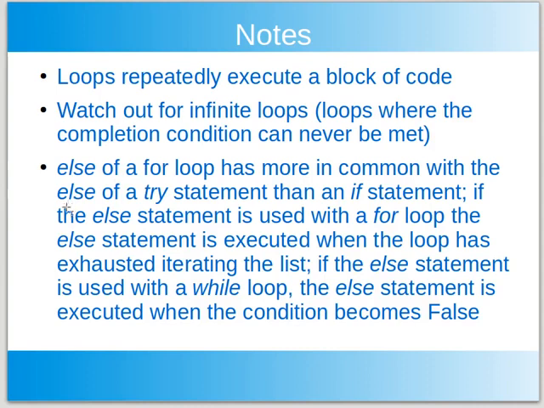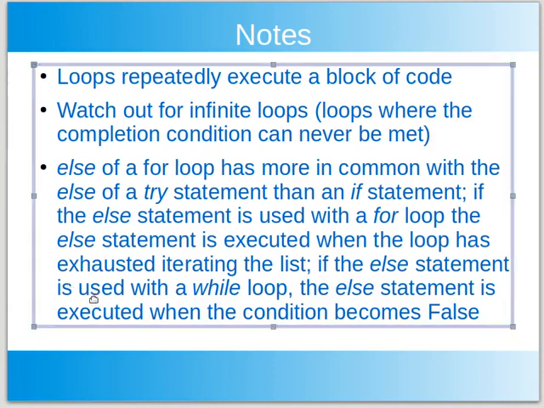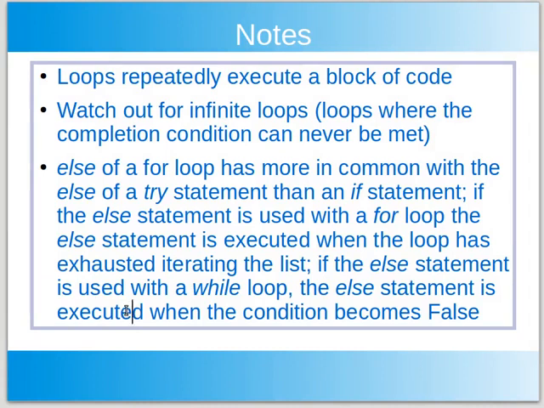If the else statement is used with a for loop, the else statement is executed when the loop has exhausted iterating the list. If the else statement is used with a while loop, the else statement is executed when the condition becomes false. So a little bit long there, but it should make sense later on. Just go ahead and read it a few times.